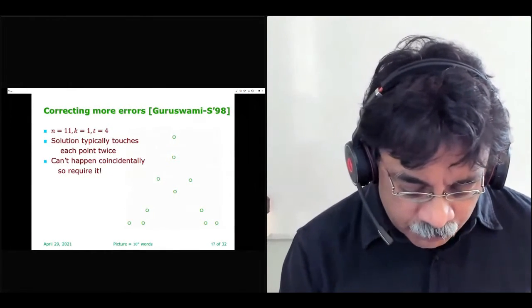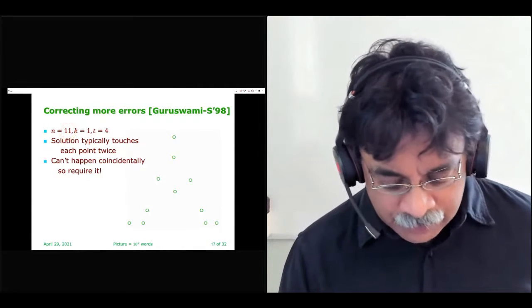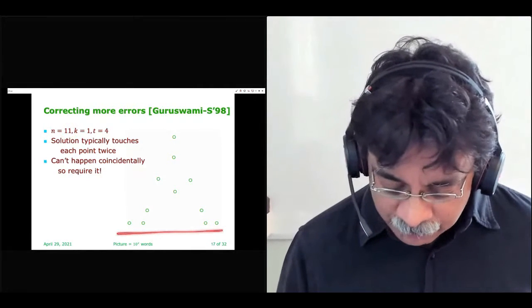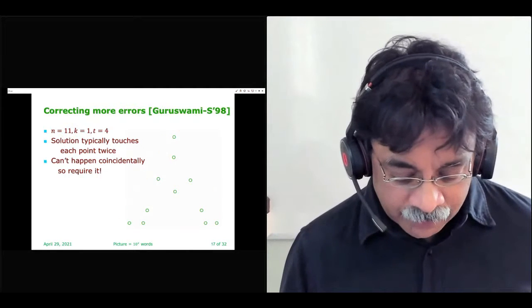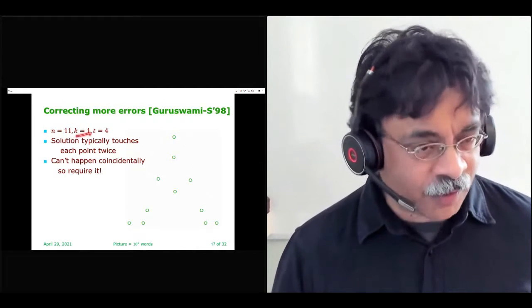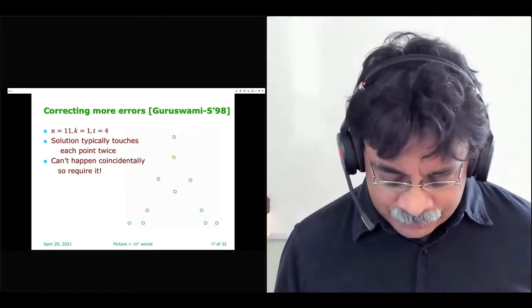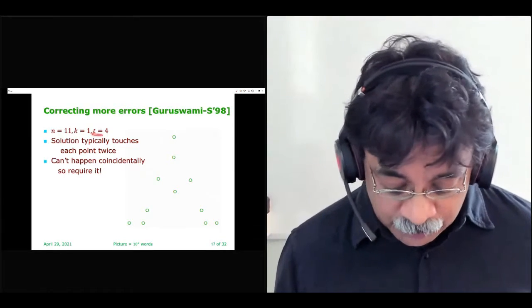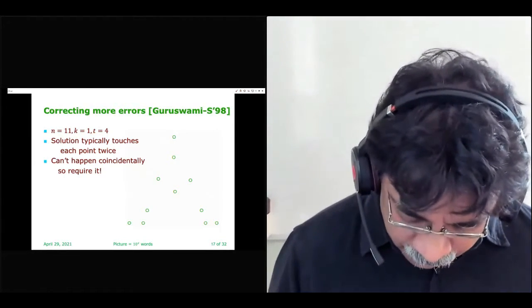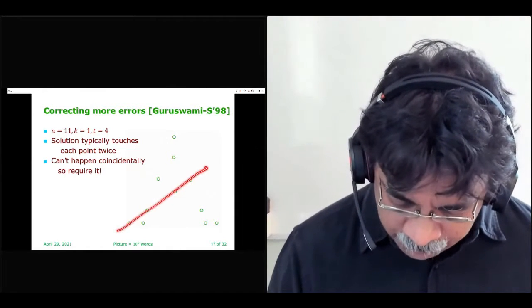This is with correcting even more errors. So we have 11 points in the space now, xi, yi. I'm looking still for degree 1 because I want us to be able to eyeball. And I want to find lines which pass through at least 4 points. So if I'm right, this is a line which goes through 4 points.